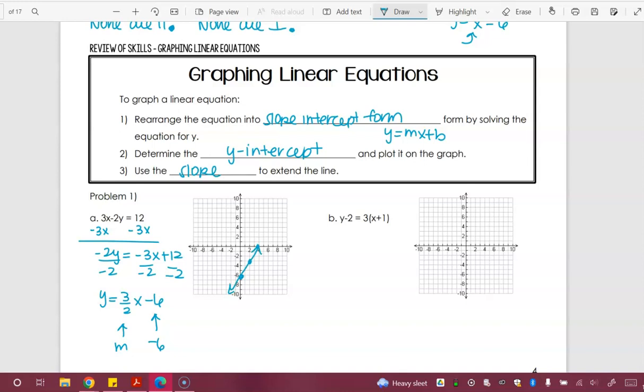On this last one, we can distribute the 3, and then add the 2 over to get that y alone. So I can see my slope is 3, my y-intercept is 5. Throw that y-intercept on the graph, and then I use the slope rise 3, run 1.